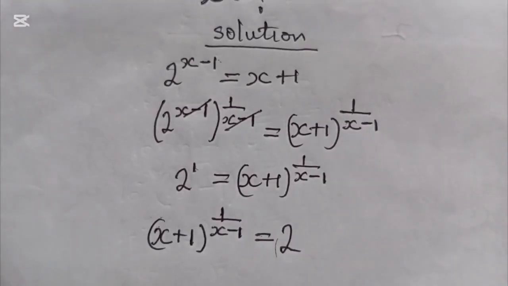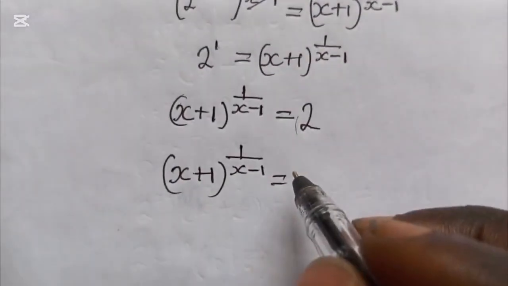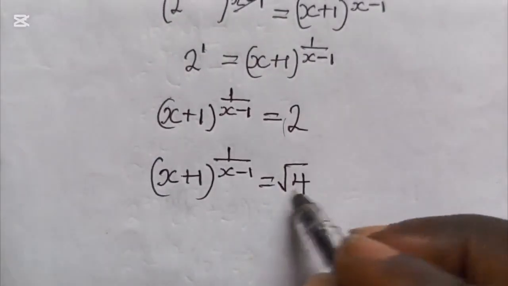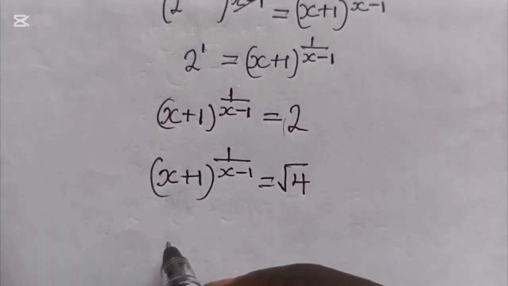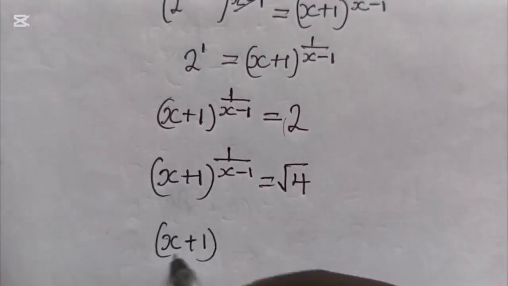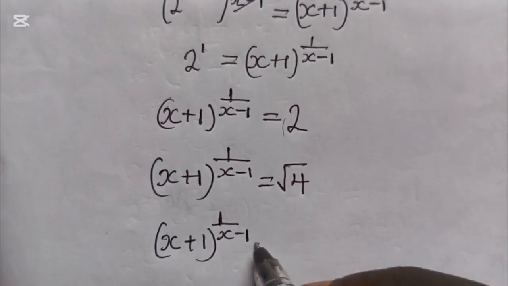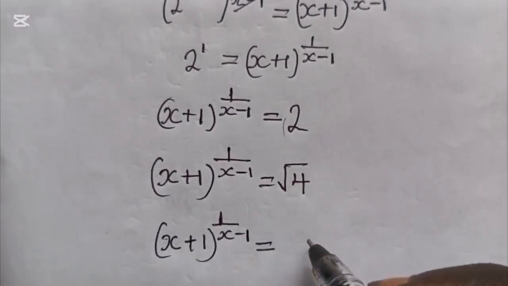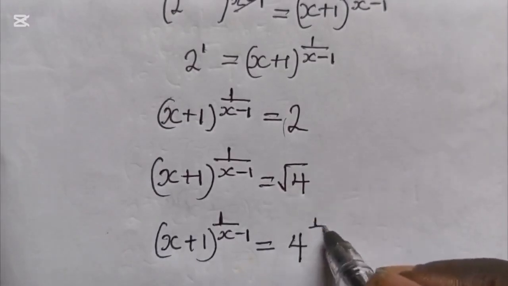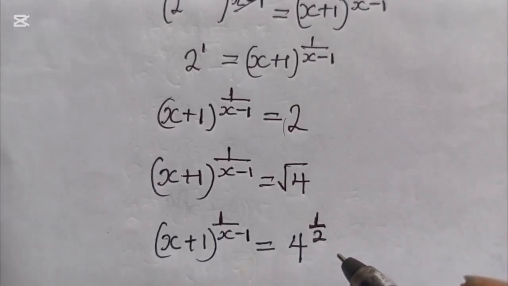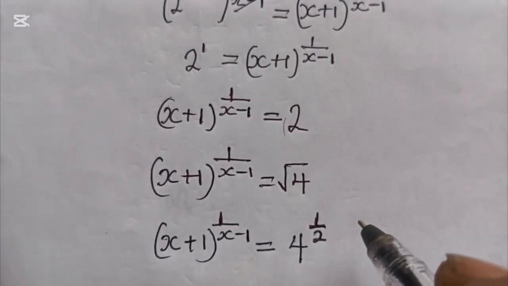Our 2, we can write 2 in this form. 2 can be written as square root of 4, because square root of 4 will also give us 2. Okay, so we continue by saying x plus 1 raised to the power of 1 divided by x minus 1. So what do we write? Square root of 4 is the same thing as 4 raised to the power of 1 over 2.